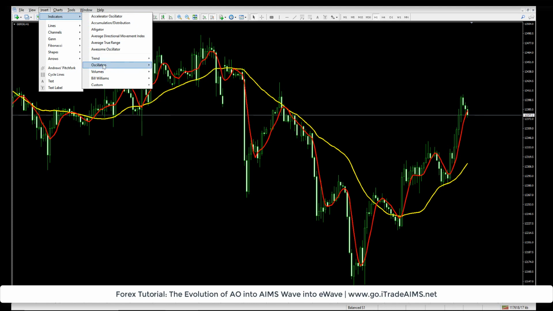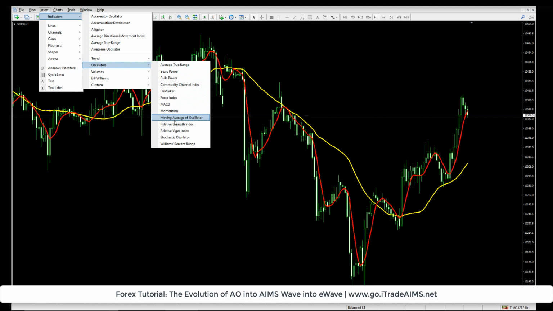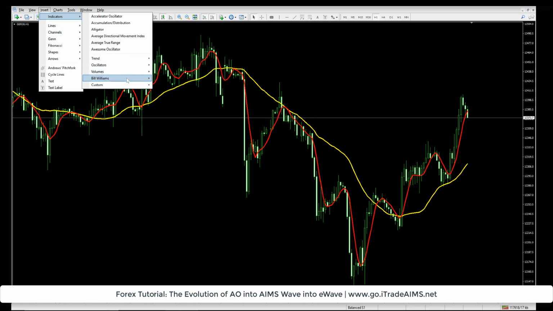Can you see this is like stacked as oscillators? There are all different types of oscillators. The most famous ones are the MACD, the stochastics, the RSI, the average true range, but I don't like it to be plotted like that. I'd rather have a number. And the moving average oscillator. So really, AO is a moving average oscillator, but it's got its own category.